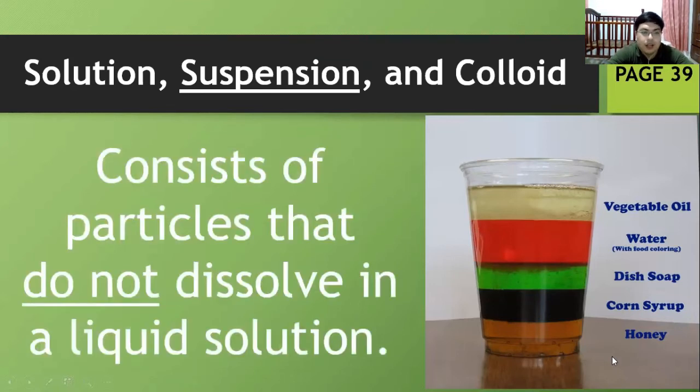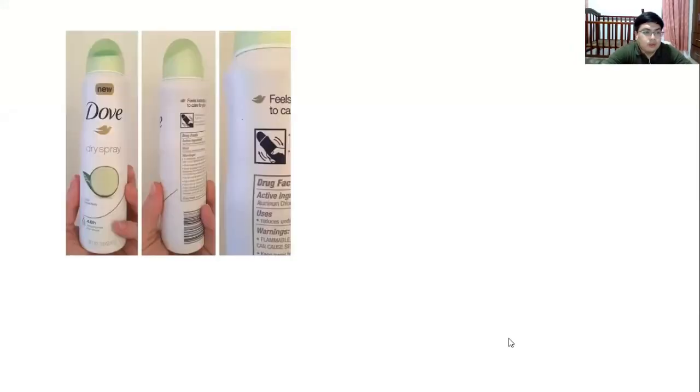So what are they? Now, suspensions consist of particles that do not dissolve in a liquid solution. That's why vegetable oil, water, dish soap, corn syrup, and honey, in this example, on page 39, is not mixing together. Well, you can try to mix them together, but they're not going to dissolve in a liquid solution. So, some of your parents or you guys already use these kinds of stuff.